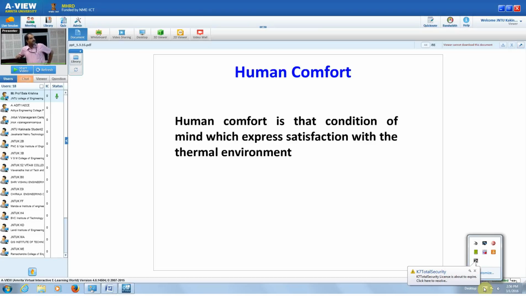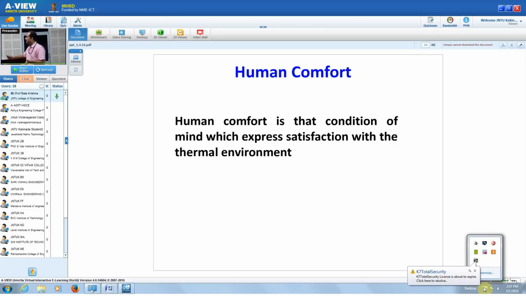Human comfort is that condition of mind which expresses satisfaction with the thermal environment. Right? Suppose, generally, we use cool drinks or ice creams. What is the purpose of using that? After that, definitely we will feel satisfaction. Because the outside temperature is high and we need some cool water or cool drink. Generally, we need the cool drink only for mental satisfaction. That is the comfort. We feel comfort.